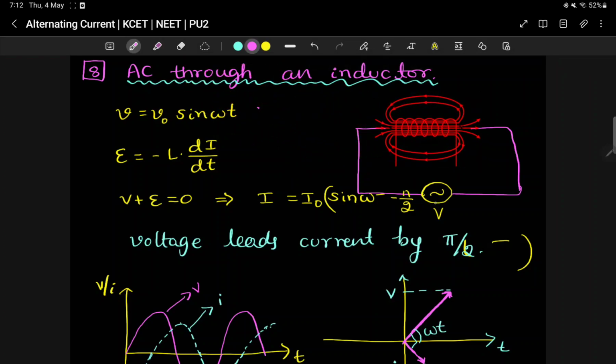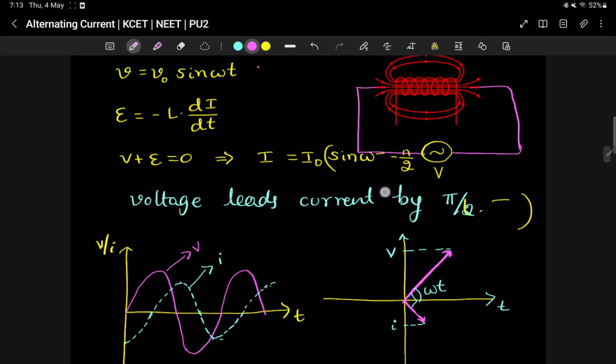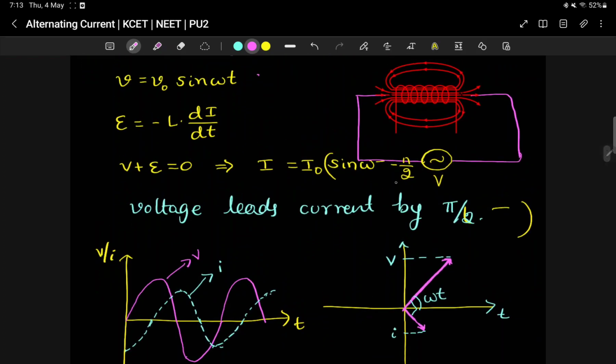So when you connect AC to this particular thing, what happens? A magnetic field is generated, and that maintains an electromotive force, EMF. That EMF is given by minus L di by dt. From that, if you derive, you get the expression I is equal to I naught sin omega t. So this is only for representation.